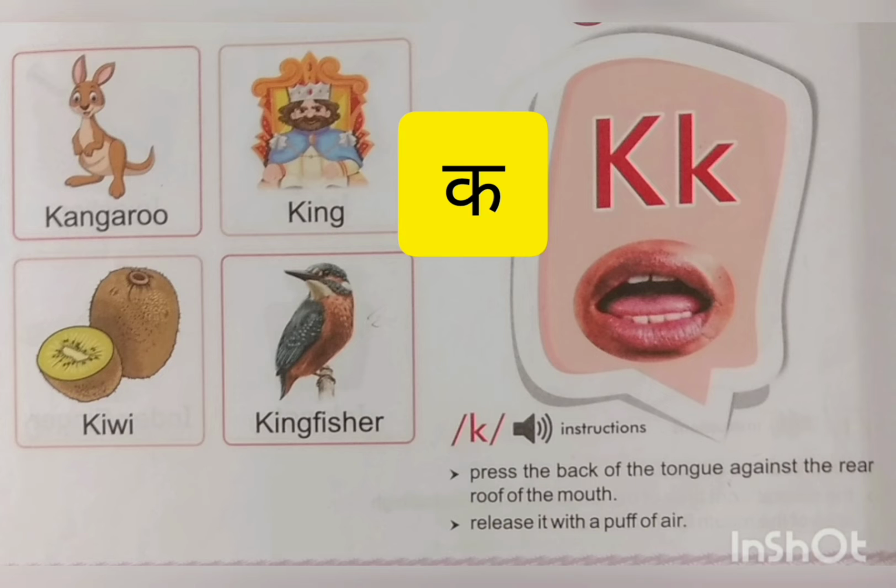Phonic sound of K is K. K for kangaroo, K for king, K for kiwi, K for kingfisher.